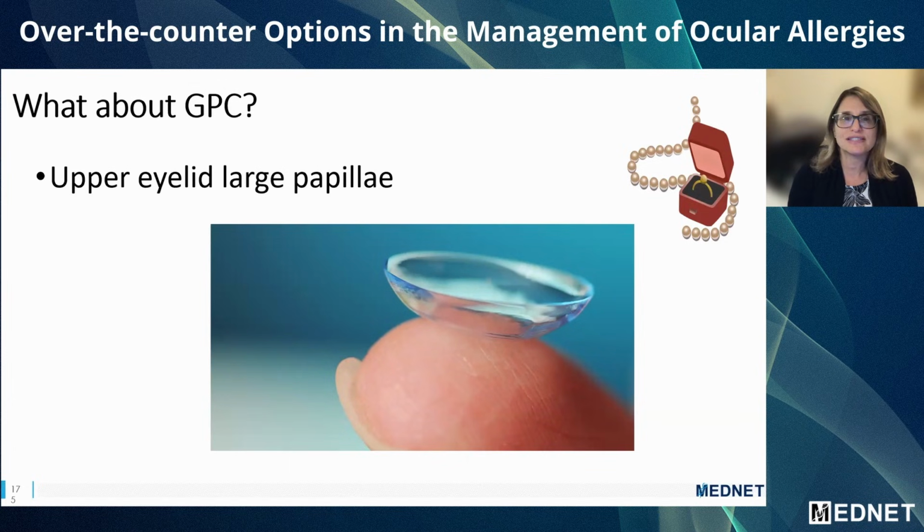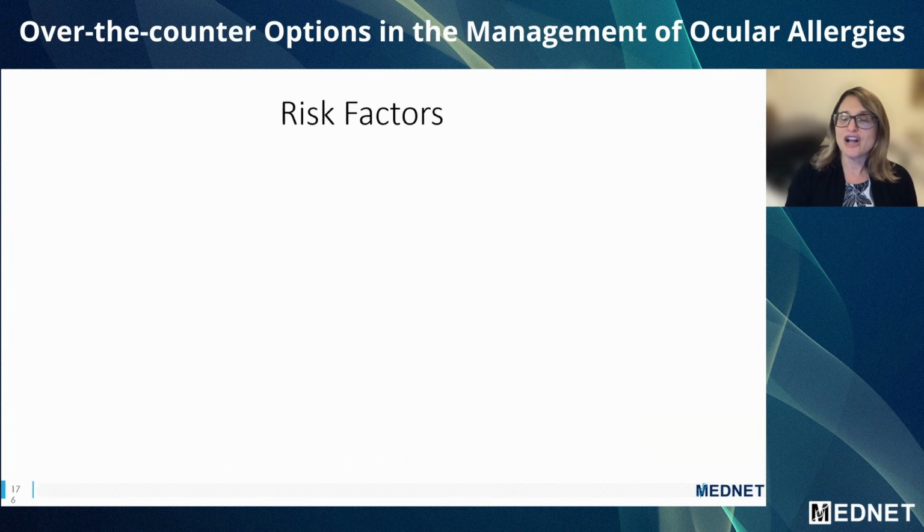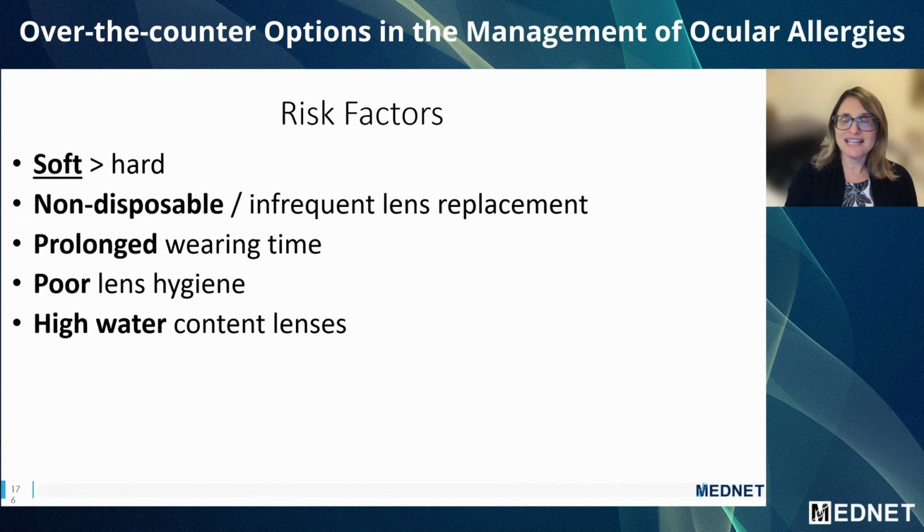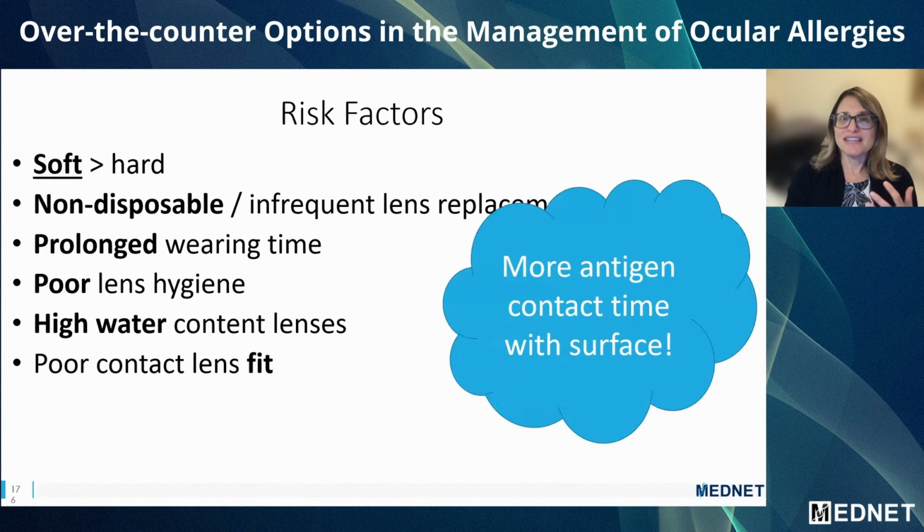Ophthalmologists love abbreviations. And here you see upper eyelid large papilla, similar to what you see in VKC, but here it's generally in older individuals in the setting of contact lens wear. And while you could see it in any contact lens, soft contact lenses are more associated than hard, non-disposable more than disposable. And it's really about the antigen contact time with the surface.